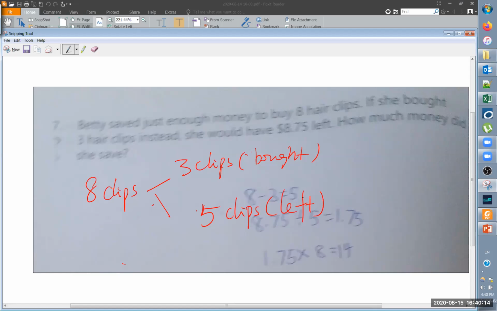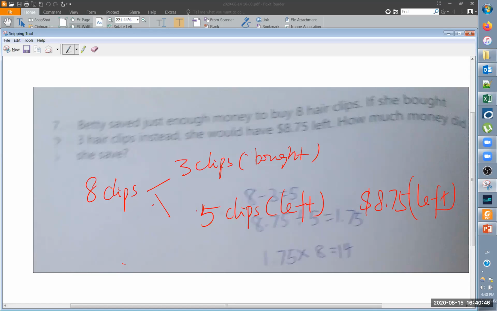Now the question here says what? She would have $8.75 left. So is this $8.75 left for the 5 clips or for the above? 5. Yes, so that means the 5 clips left are also for the $8.75 left. They match each other. The money left should match with the clips left. Money used should match with the clips used or bought. Okay, so now the answer is very simple.